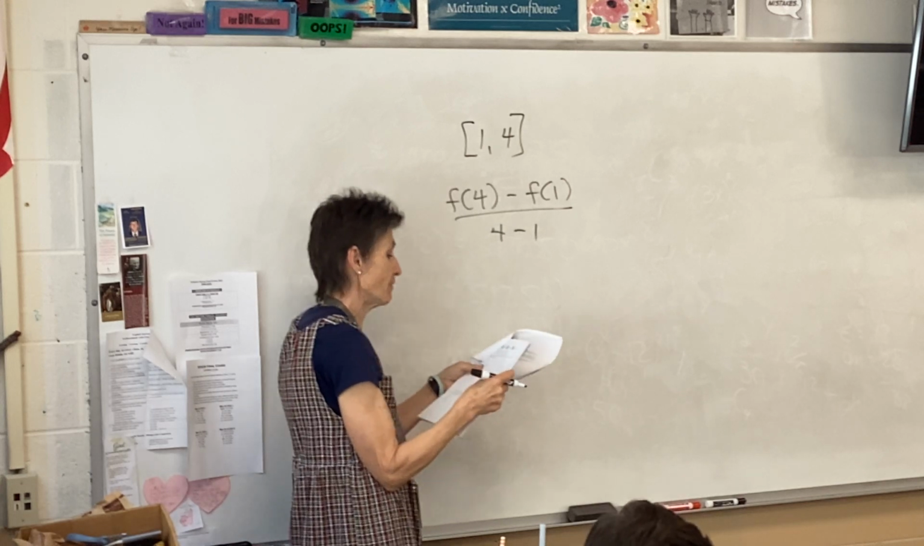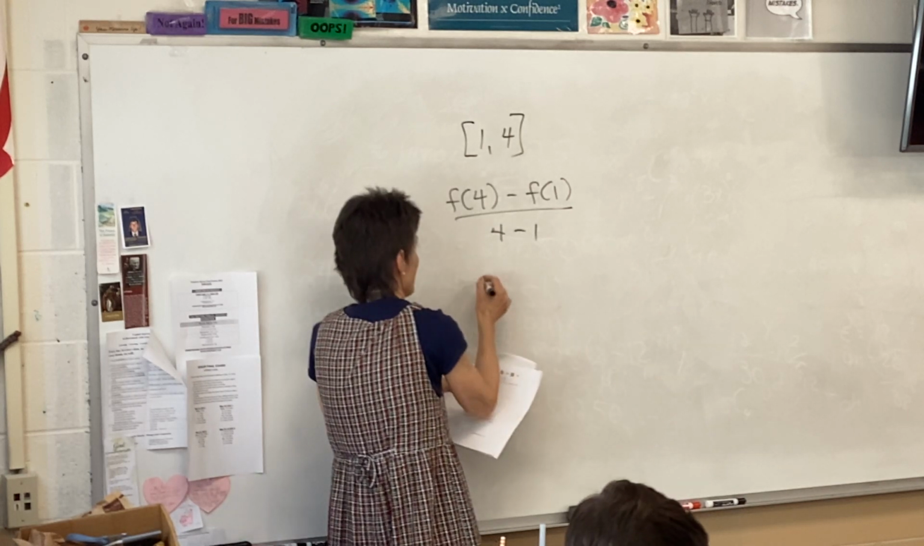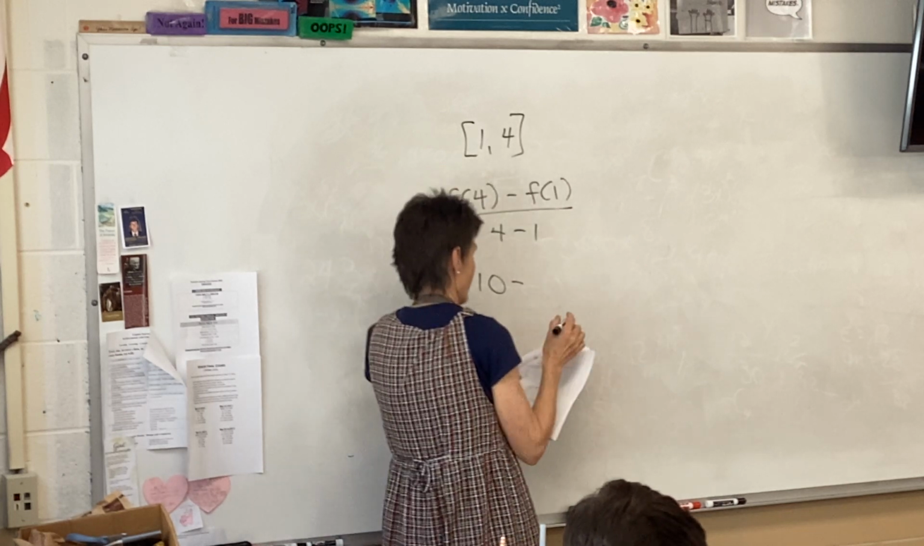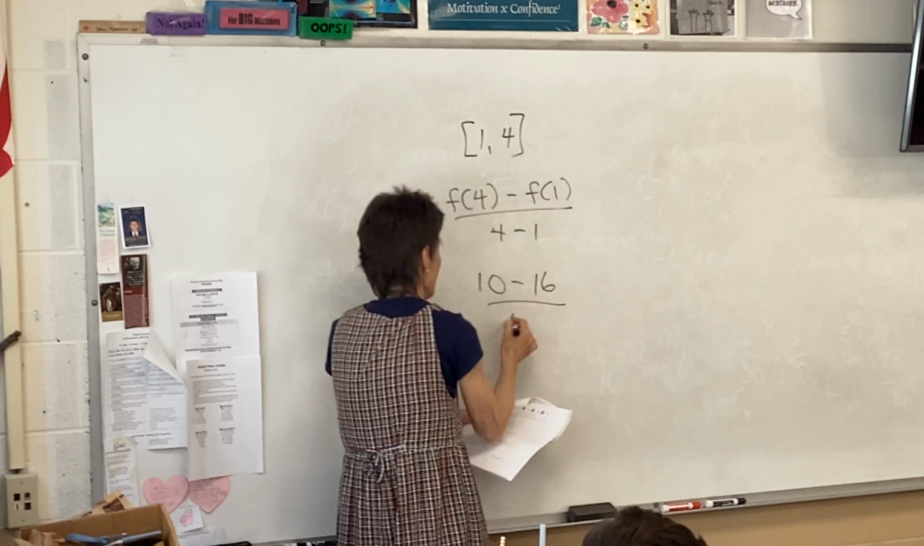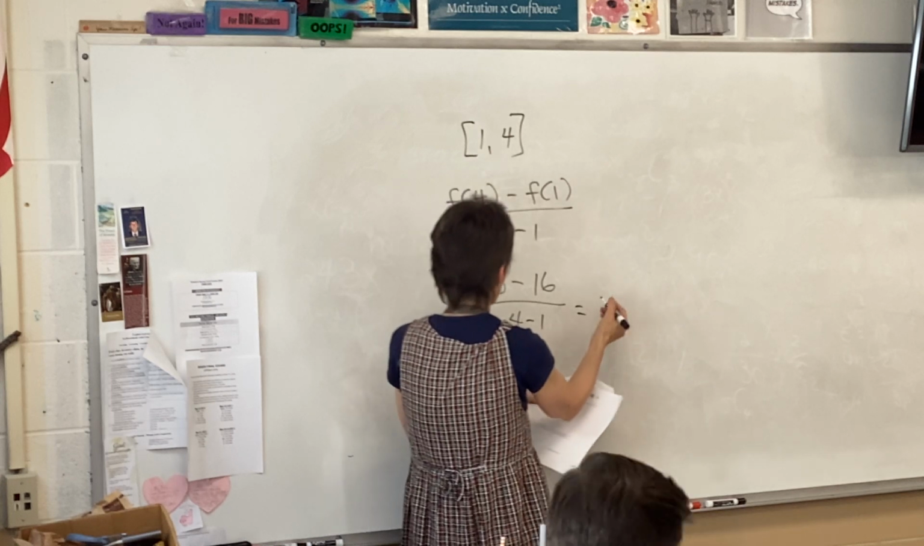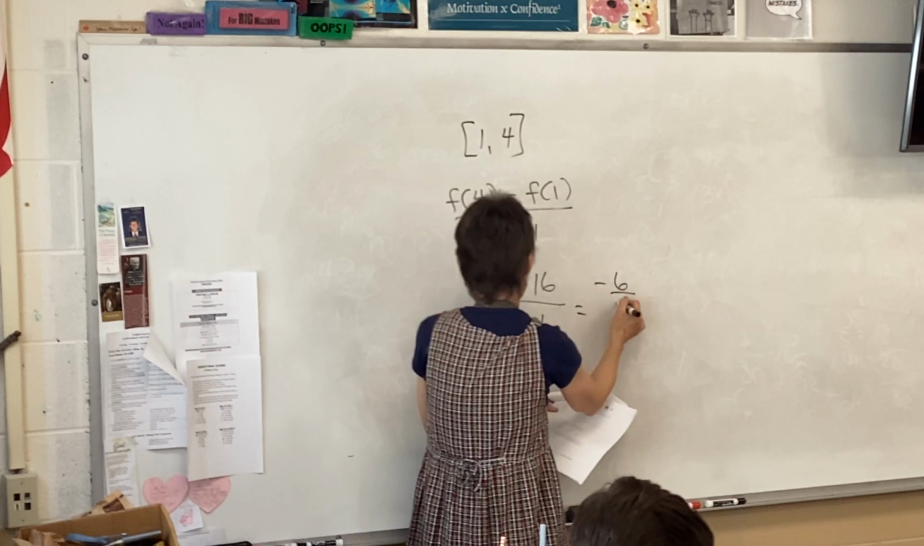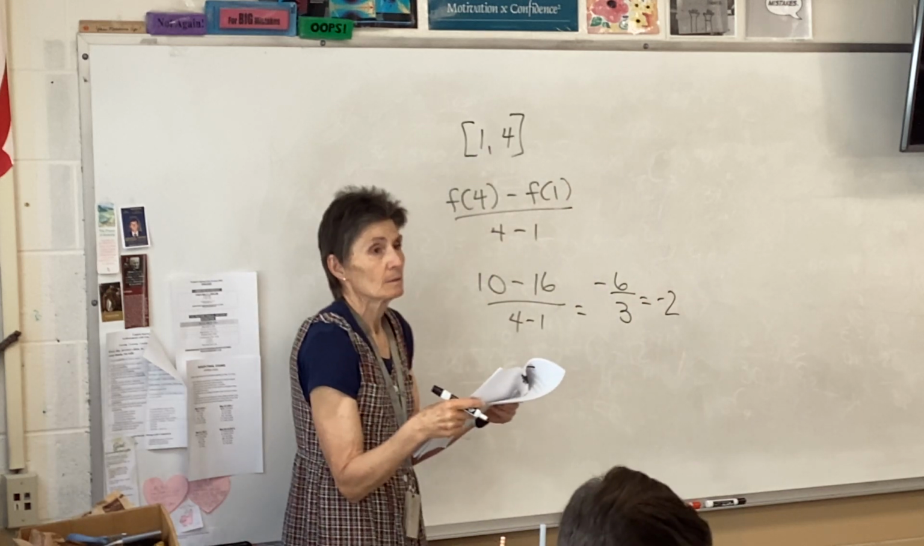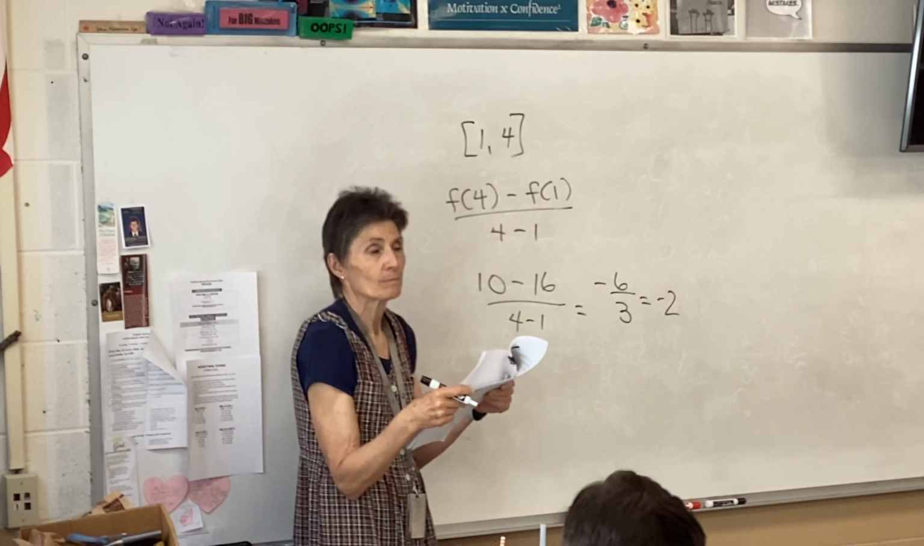So what's f of 4? 10. F of 1 is 16, and 4 minus 1, so it looks like I get negative 6 over 3, negative 2. Looks like question A. Are we good?